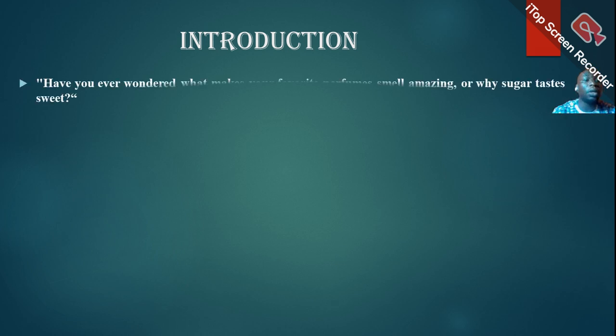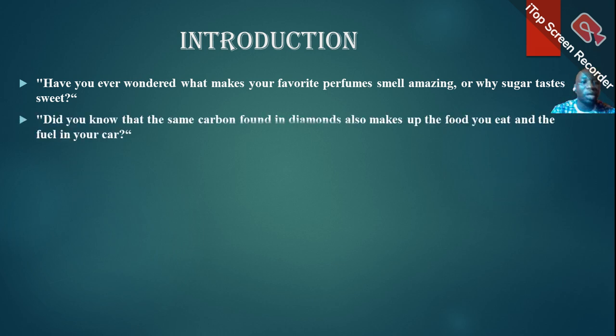Introduction. Have you ever wondered what makes your perfume smell nice? Or what makes sugar sweet? Or your air freshener, what gives them the sweet smell that we have? May I tell you? Let's see.